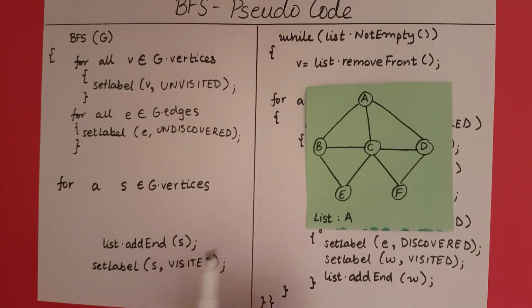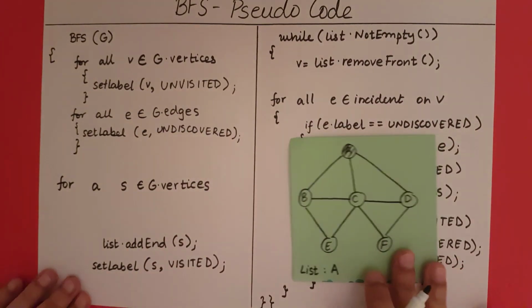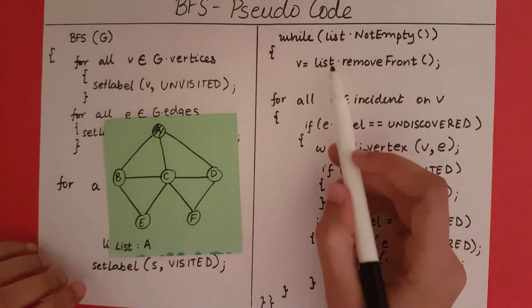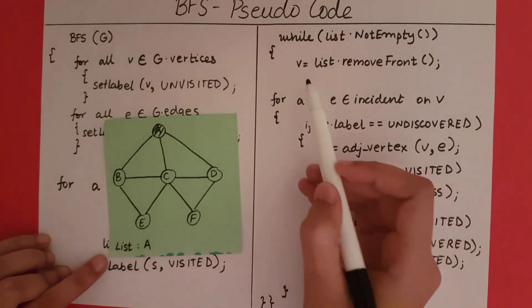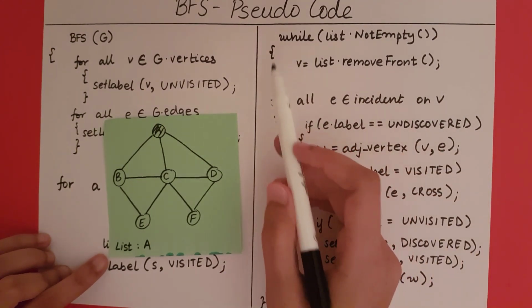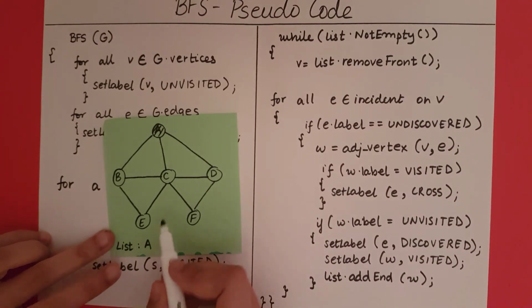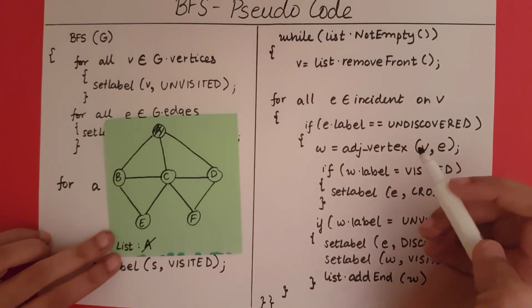Now I'm going to visit A. Now, while the list is not empty, yes, the list is not empty, I'm going to remove the first element from the list and store it in V. So I'm going to remove A and now my V is going to be A.